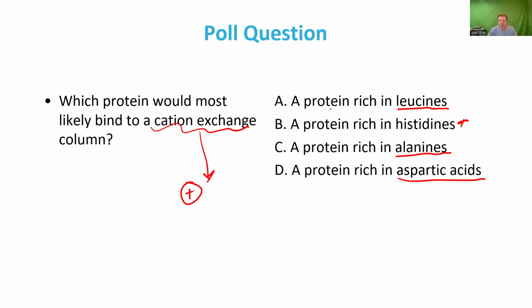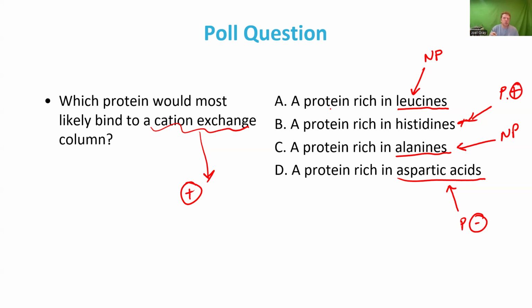So in order for a protein to have a positive charge, it's got to have positively charged residues on there. Leucine, nonpolar. Alanine, nonpolar. Histidine, it's polar. Aspartic acid, it's also polar. Histidine is a polar positive. Aspartic acid, polar negative. So we would expect that if we have a protein that is adhering to or binding to a cation exchange column, we're going to have lots of histidines on that protein.